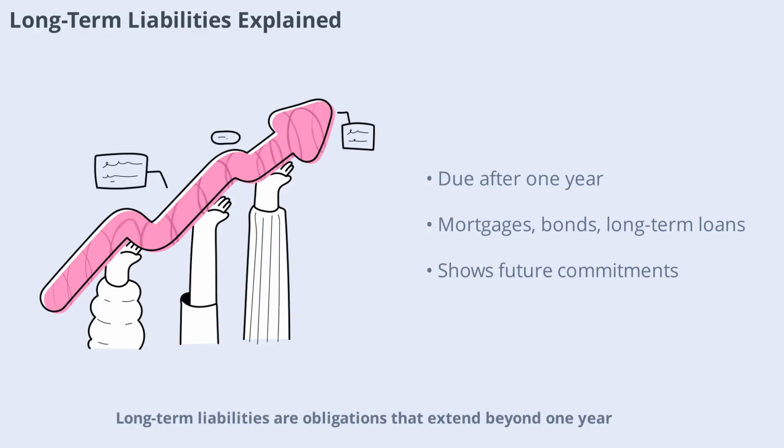Long-term liabilities are obligations that extend beyond 1 year. Common examples include mortgages, bonds payable, and long-term loans. These are important for understanding your company's future payment commitments. By listing long-term liabilities separately, your balance sheet provides a transparent view of your business's ongoing financial responsibilities.